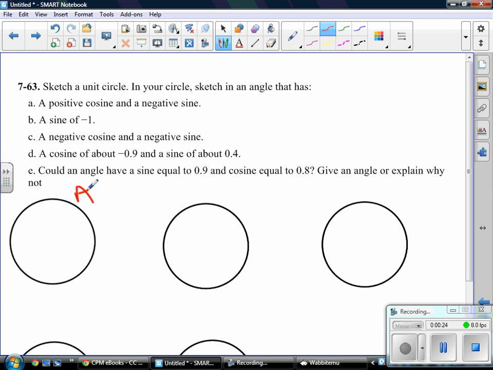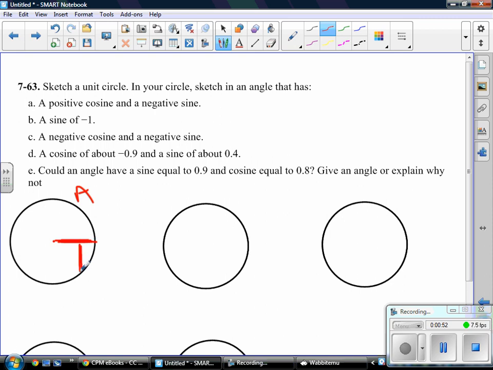So we need to have a positive cosine and a negative sine. So I'm going to draw on my horizontal line right here. Positive cosine means my horizontal distance is going to be on the right side of the center pole. If it's negative cosine, that would mean it's on the left. So positive cosine is over here on the right, and a negative sine means it needs to be going down somewhere.